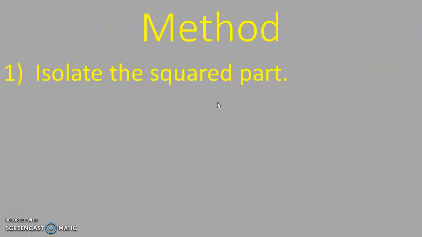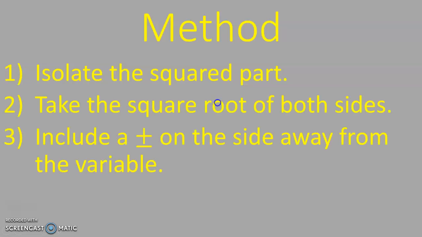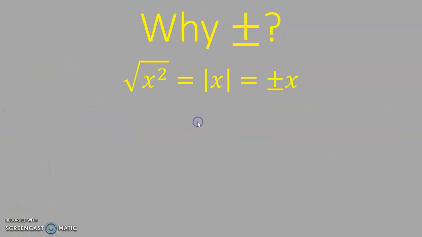The actual method: we're going to first isolate the squared part, take the square root of both sides, include a plus or minus on the side away from the variable, and solve. And that third step may seem a little bit strange. What's this plus or minus for? So let's talk about why that is.